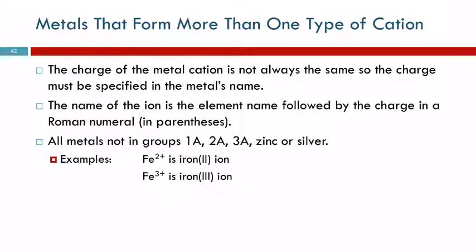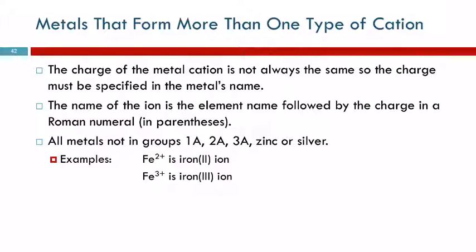Then there's all the other metals. All the other metals could form different charged ions, and there's not a good way to predict which one it is from the periodic table. So we have to indicate in the name of the compound or the name of the ion what the charge is. So we use Roman numerals. This Roman numeral business is for all the metals that are not in groups 1A, 2A, 3A, zinc, or silver. If it's in group 1A, 2A, 3A, zinc, or silver, no Roman numeral.